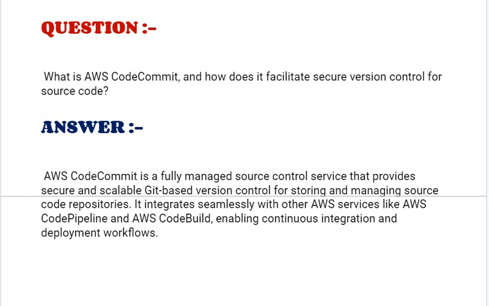Our next interview question is: what is AWS CodeCommit and how does it facilitate secure version control for source code? Your answer should be: AWS CodeCommit is a fully managed source control service that provides secure and scalable Git-based version control for storing and managing source code repositories. It integrates seamlessly with other AWS services like AWS CodePipeline and AWS CodeBuild, enabling continuous integration and deployment workflows.